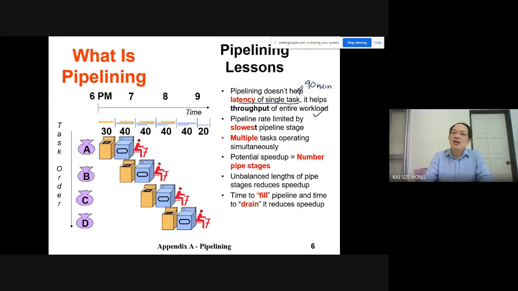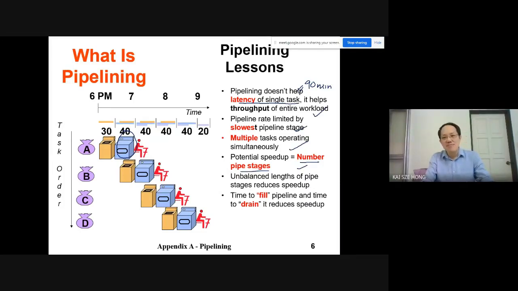Second, the pipeline rate is limited by the slowest pipeline stage. Let's say your slowest pipeline stage is 40 minutes. It will be slowed by this. Multiple tasks operate simultaneously, and the potential speedup is the number of pipe stages that you can split into. Unbalanced lengths of pipe stages reduce the speedup.